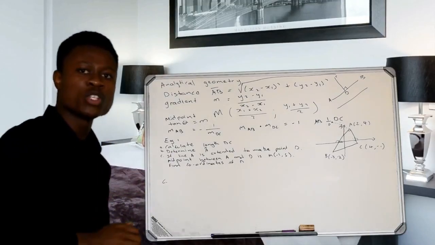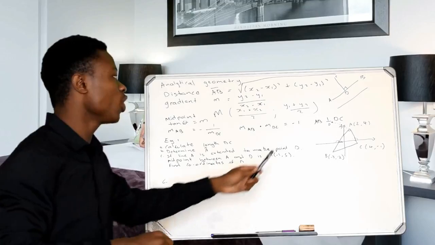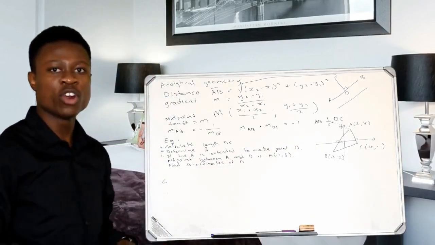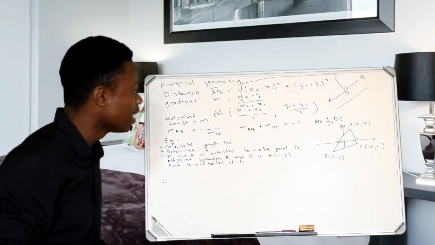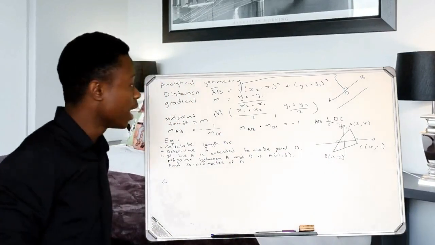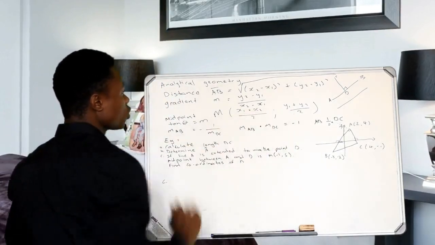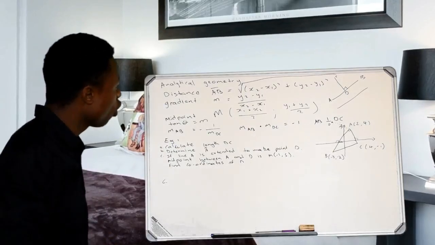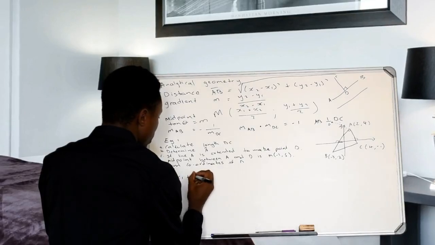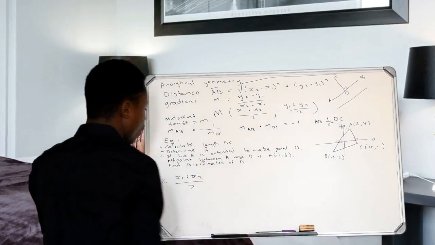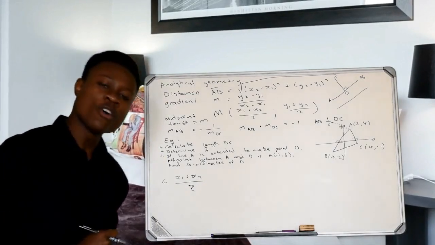So what formula am I going to use? I'm going to have to use the midpoint formula. Why? Because I do not have any coordinates for D. But I do have the coordinates of A, which is the point where it starts from, and I do have the midpoint. So let's write the midpoint formula. So, x1 plus x2 divided by 2 is equal to the x coordinate of the midpoint.